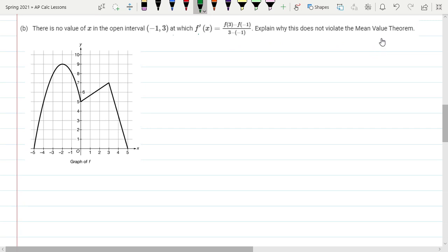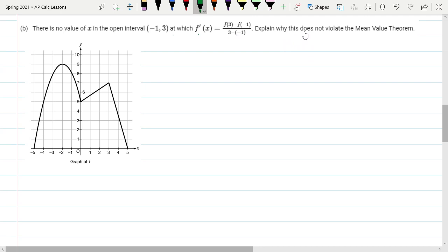Now, just to make sure you understand what that means, remember all of these theorems you've learned. What these theorems are telling you is, as long as the conditions for the theorem are met, then the conclusion of the theorem has to be true. It has to. So what's happening in this part is they're saying that there is no value of x, or as we've called it, c, in the open interval -1 to 3 for which f prime equals the slope of the secant line. They're telling you that it doesn't exist, and they're trying to ask you how come this does not go against what the mean value theorem guarantees.